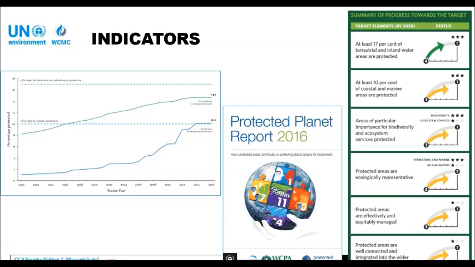The World Database on Protected Areas is also used for indicators that measure progress towards global conservation targets, including the Aichi targets and the Sustainable Development Goals. The graph on the left is from the Protected Planet Report 2016 and shows the growth in the area covered by protected areas over time. It is likely that these figures would be much higher if more ICCAs were included in the WDPA. The Global Biodiversity Outlook, published by the Convention on Biological Diversity Secretariat, also uses the World Database on Protected Areas to measure progress towards different protected area targets.